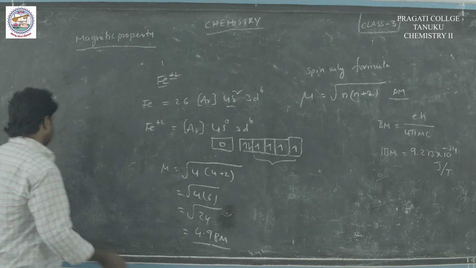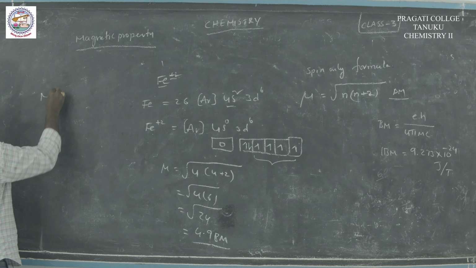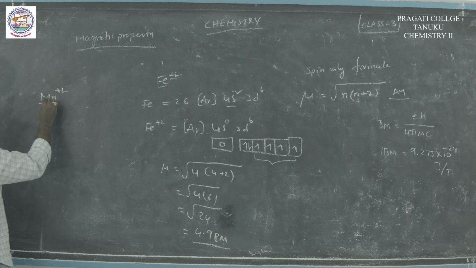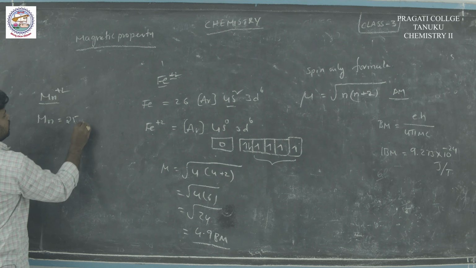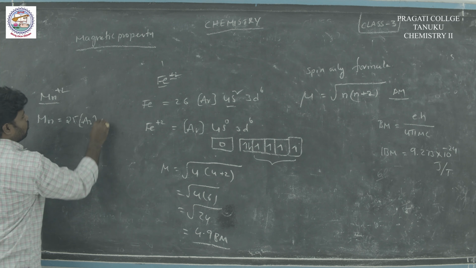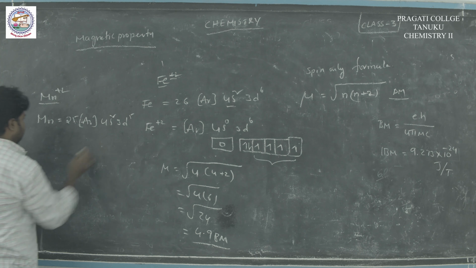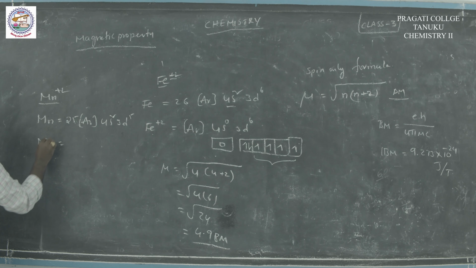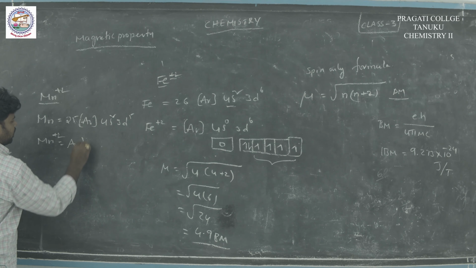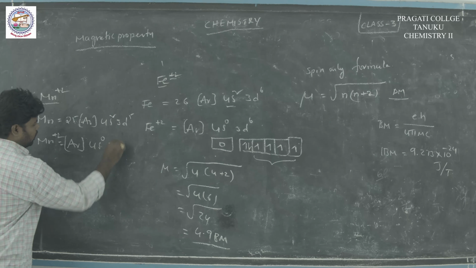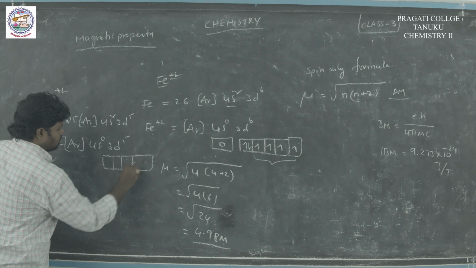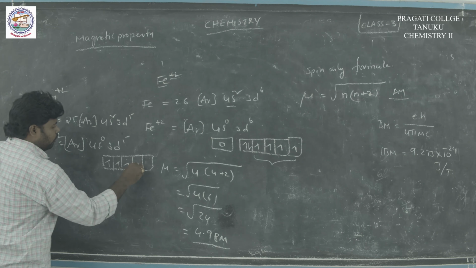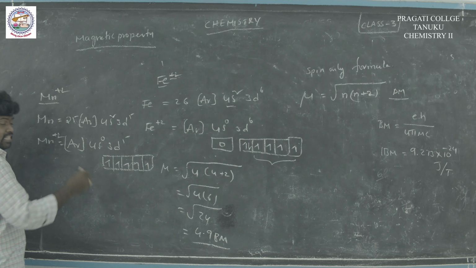Another example, Mn2+. Generally Mn, manganese, has atomic number 25, and the electronic configuration is Ar 4s2 3d5. Then for Mn2+, 2 electrons are lost from the s orbital, so the electronic configuration is 4s0 3d5. The s orbital has 0 electrons and the d orbital has 5 electrons, which are 1 2 3 4 5. So there are 5 unpaired electrons, that means n value is 5.